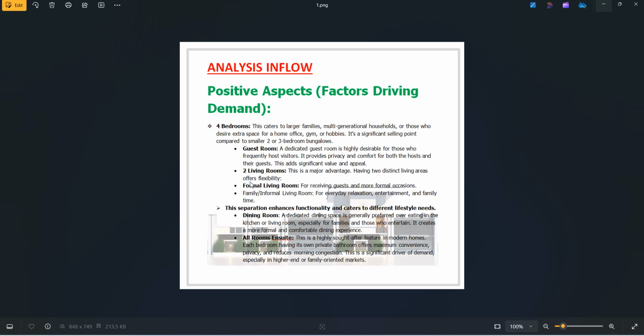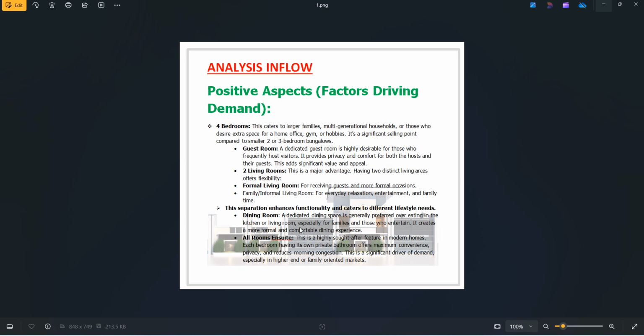What is common is to have two living rooms, divided into two. One will be a formal living room, where you receive guests and which is used on formal occasions. The second one will be an informal one, which is for the family's everyday relaxation and entertainment, for family use alone. This separation enhances the functionality and caters for different styles of life.